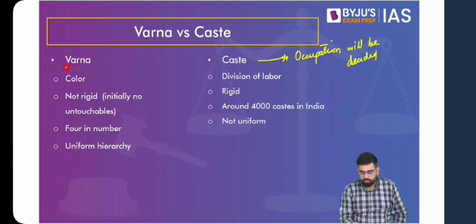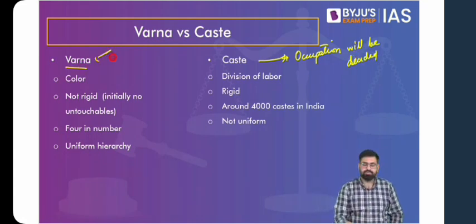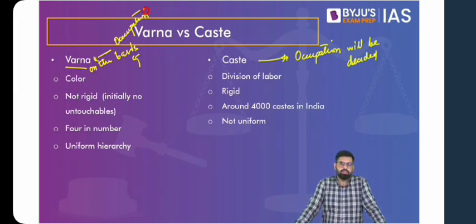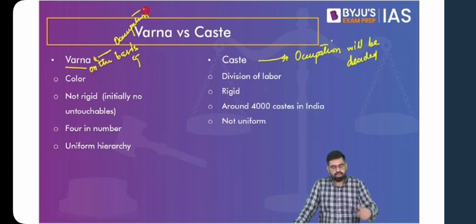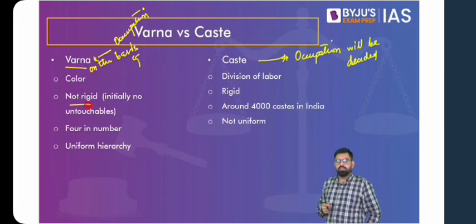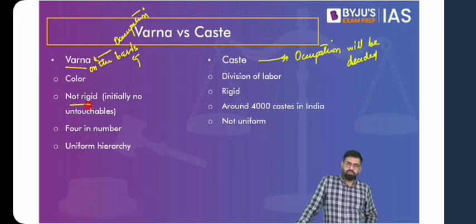But when it comes to the Varna system, it is on the basis of your occupation that your Varna is decided. So there is a difference. Say you're born to a Brahmin family, but to take up the roles and responsibilities of a Vaishya, you engage in business. So your Varna accordingly will change. So there is social mobility. It is not rigid. But in the caste system, if you're born to a Brahmin family, you remain a Brahmin for life, you have to engage in the same work for life. So it is rigid in that sense.